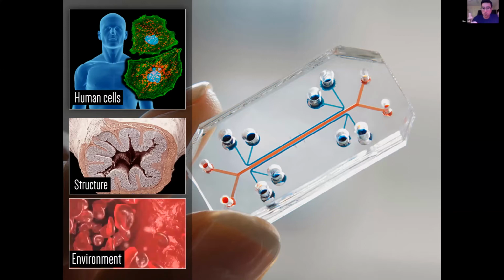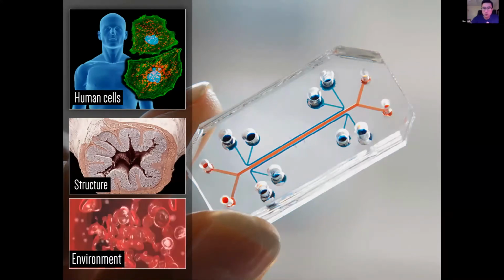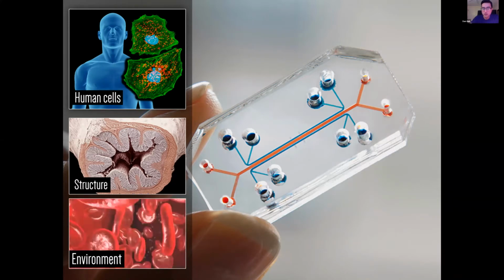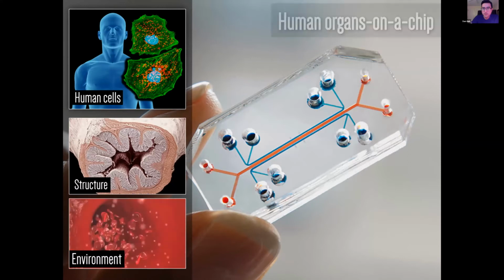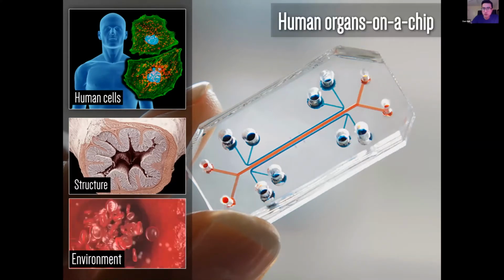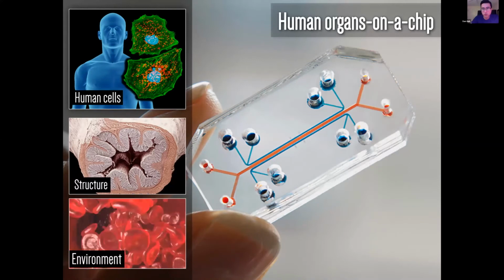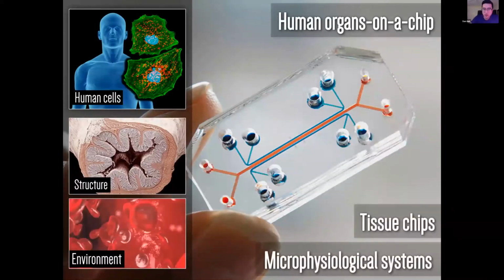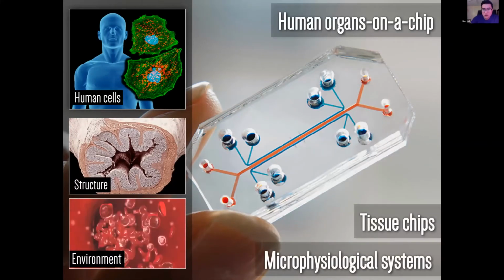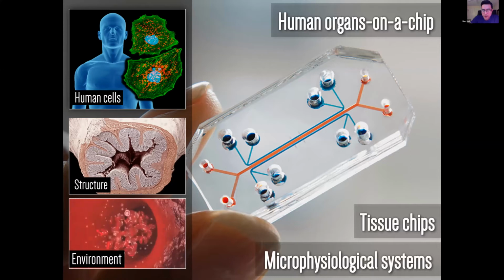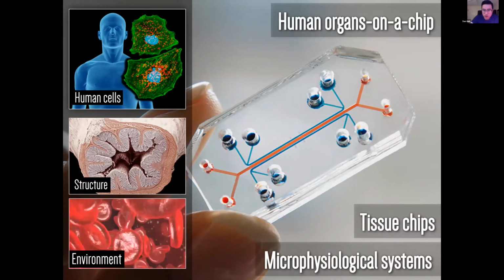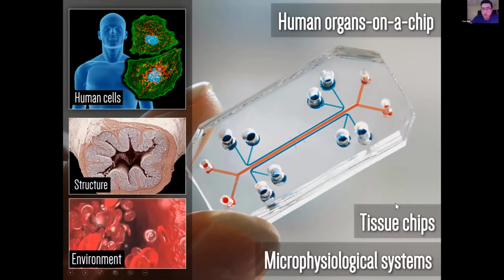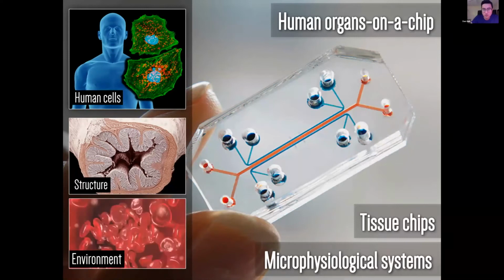Obviously, we are not mimicking whole tissues or organs. We're actually focusing on the most critical functional elements of these complex systems in the body. So these systems are collectively known as human organs on a chip or human organs on chips. There are different ways to call these devices. Some people call them tissue chips. Government agencies like NIH actually prefer this term, microphysiological systems. So these are all referring to the same systems, okay?